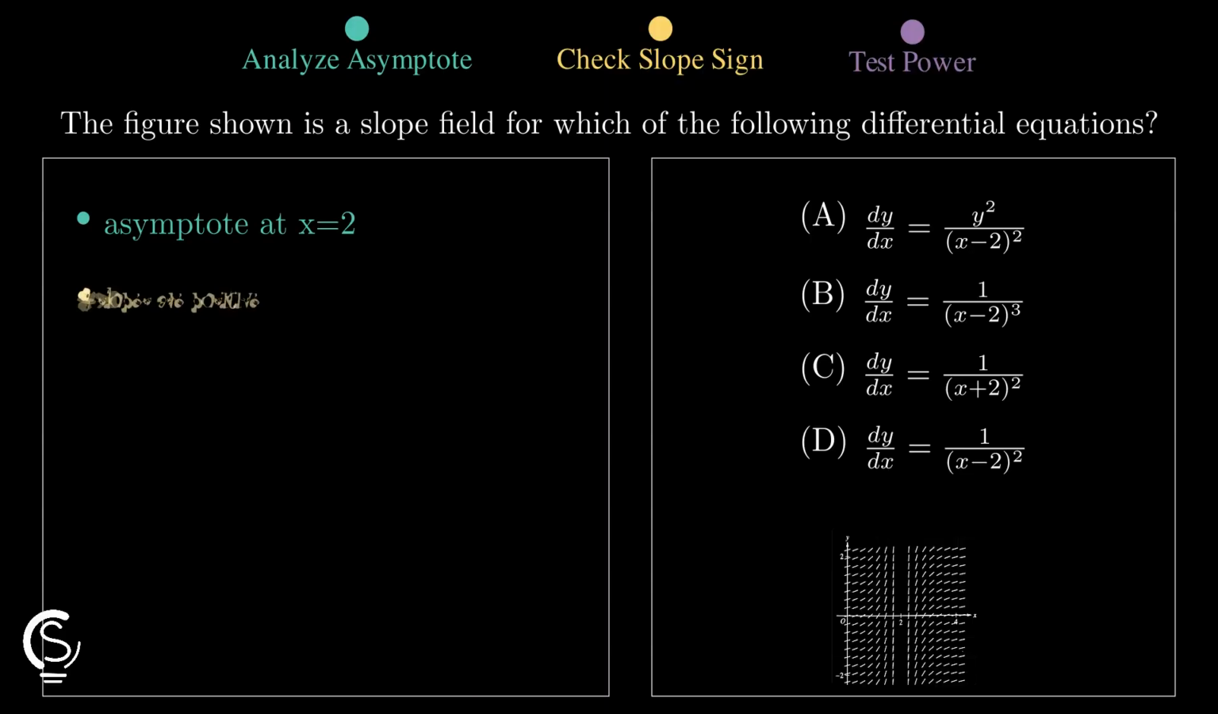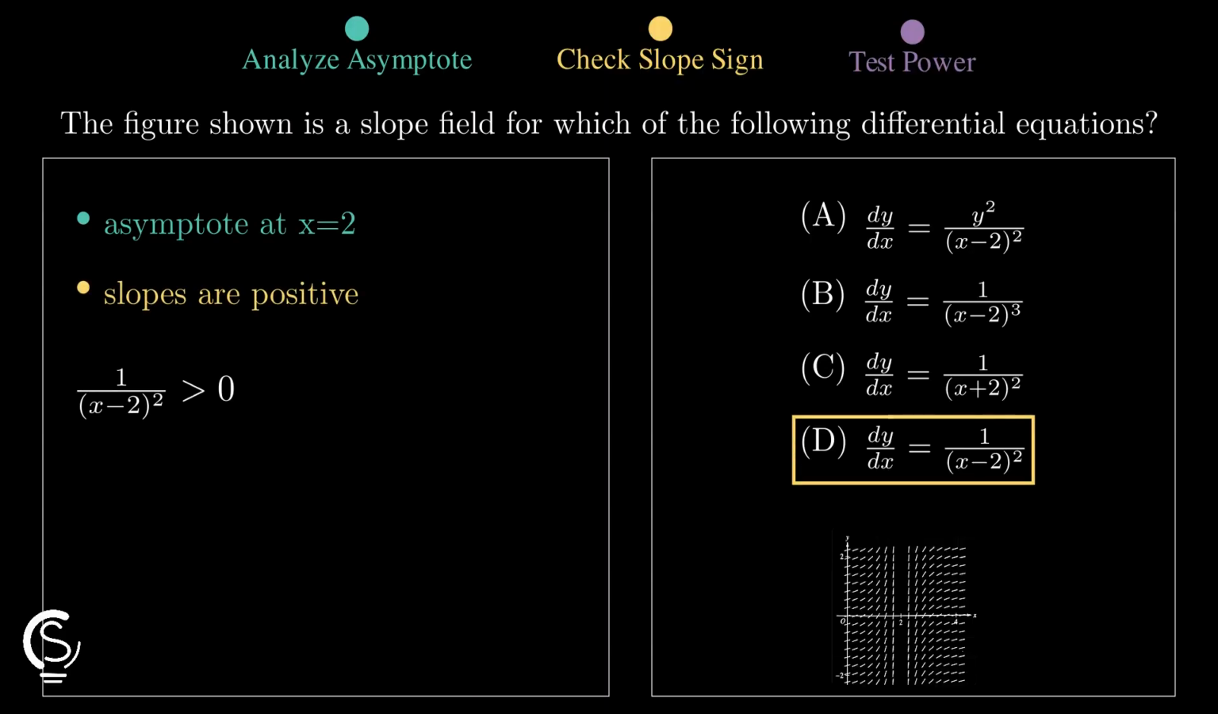Finally, check the steepness. The slopes increase rapidly near the asymptote, which requires a squared term in the denominator. A cubic power would cause a sign change, so choose D.